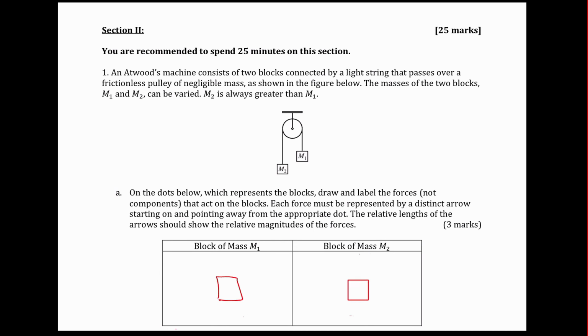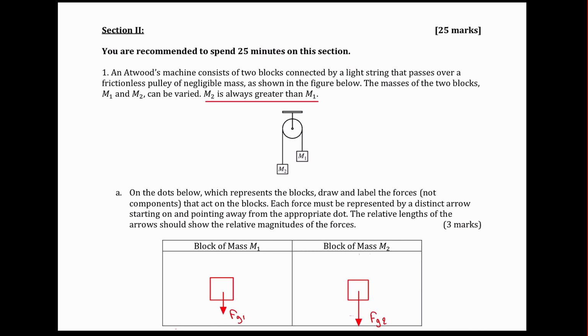In both cases there is a force of gravity, but he tells us somewhere that mass 2 is greater than mass 1. So the force of gravity on mass 1 needs to be a small arrow. The force of gravity on mass 2 has to be a great arrow. And if we want, we can say this is force of gravity 2 and this is force of gravity 1.